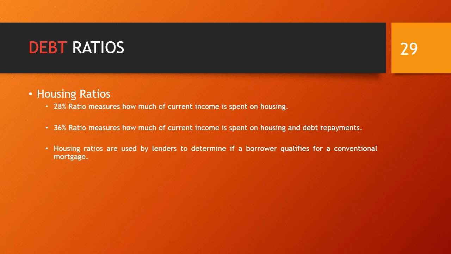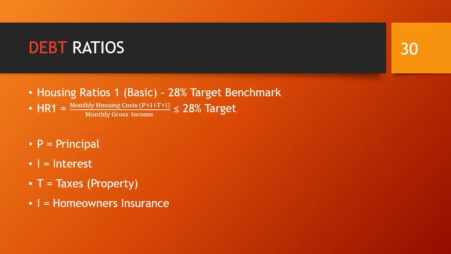Next, we're going to go into the 28% ratio and how it's calculated. Let's move on. If you look at the equation there, HR1 equals, the numerator is monthly housing costs, which is PITI, which is an acronym I want you to know. And I didn't know this in college. I assume most of you don't know. Some of you might know. Some of you might be in real estate. But PITI is principal and interest.